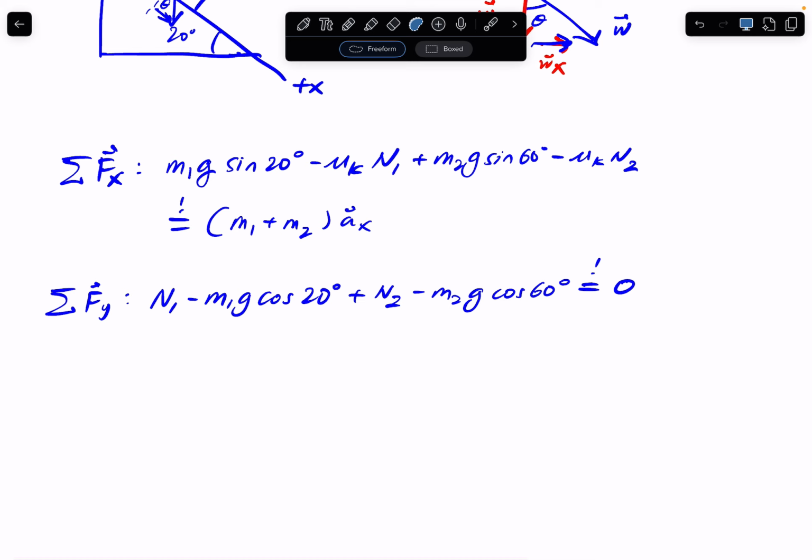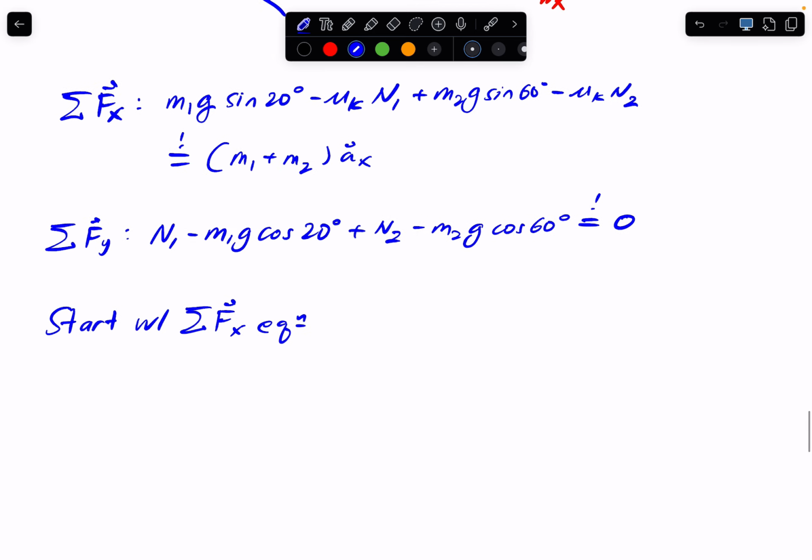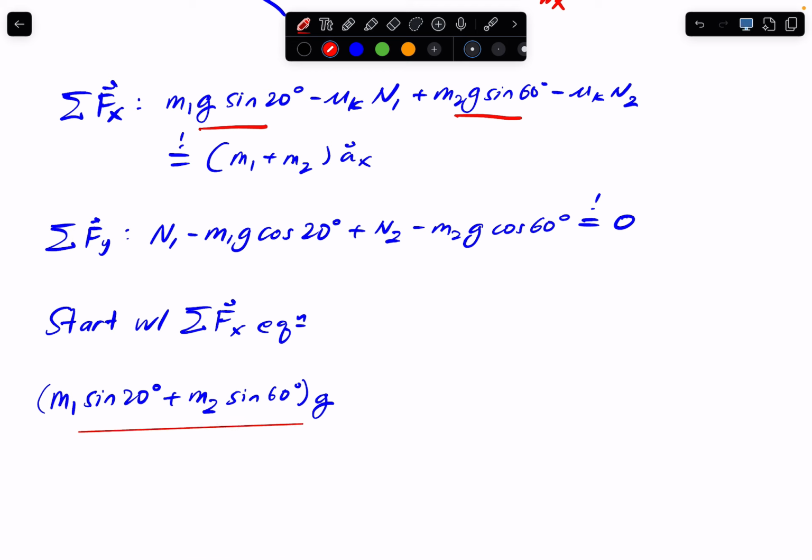All right, these two equations make sense so far? Now we're trying to find a of x, so we're going to start with the f of x equation. To make your life a bit easier, start grouping terms together. So we group the m1 g signs together: this is m1 sine 20 plus m2 sine 60, and we'll just pull the g out. So that's this term and this term over here to give us this term.